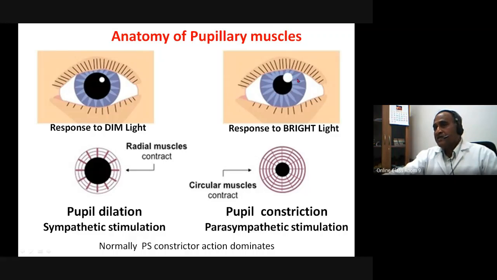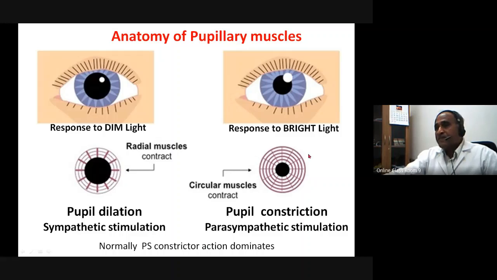So here is an example. In the bright light, the pupil size is smaller. That is because of the constriction of the circular muscles. And in the dim light, the pupil size is larger, that is the dilated pupil, and this is because of the contraction of the radial muscles.